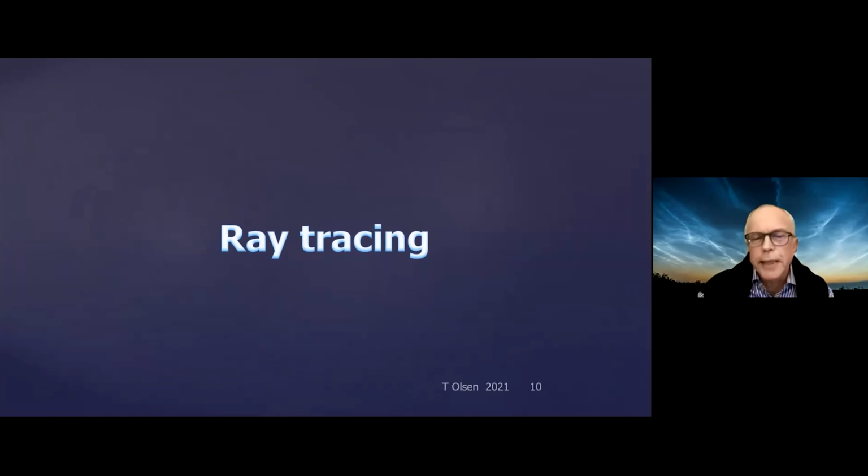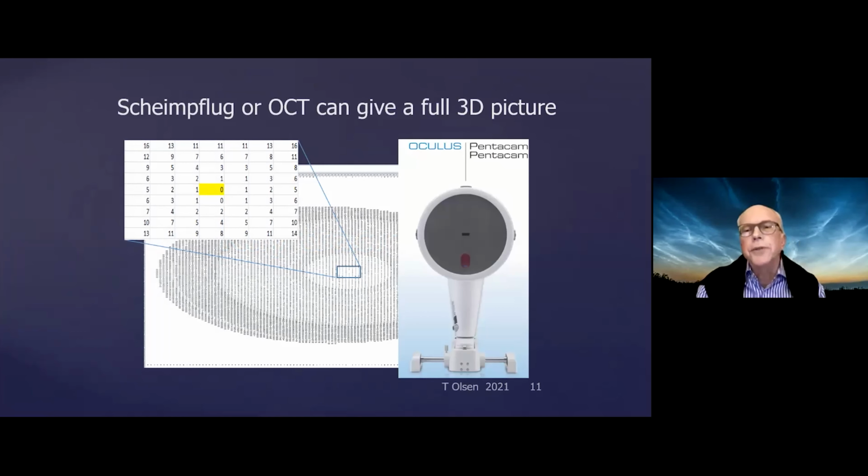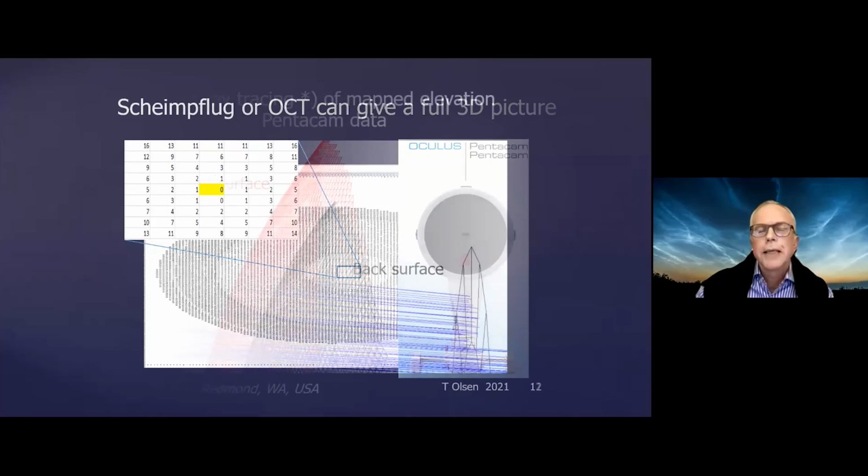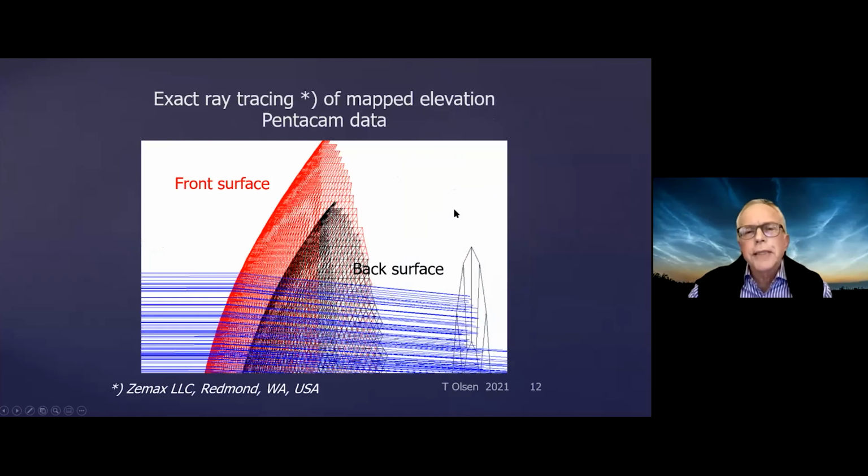We have ray tracing technology. As you know, many newer techniques can give you a lot of 3D data, elevation maps, matrices and all that. This is an example of the Scheimpflug Pentacam machine that will export this kind of data. You have the height elevation there in all of the areas. This is the elevation data in microns. So you can actually shape the entire cornea, both the front and the back surface. And why not do a ray tracing of this surface?